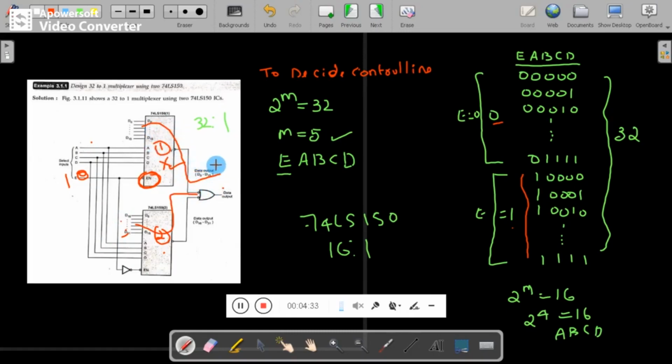And we know, according to the definition of the multiplexer, multiplexer is a device which has got many input and one output. So here you need to add one OR gate to club the outputs, so that you will get only one output. In this way, you can design 32:1 multiplexer by using 16:1 multiplexer.